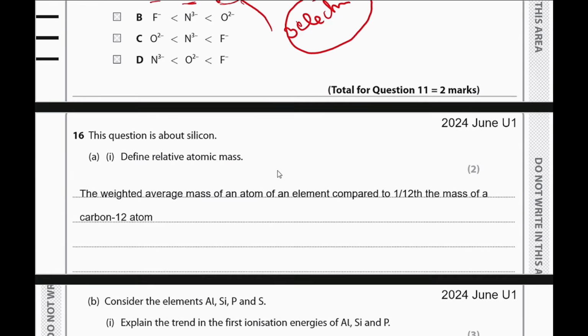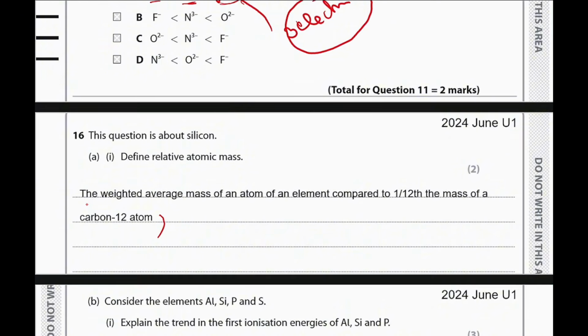Moving on, let's say the question is about silicon. Now define relative atomic mass. You can clearly see the definition provided: the weighted average mass of an atom of an element compared to 1/12 the mass of a carbon 12 atom.